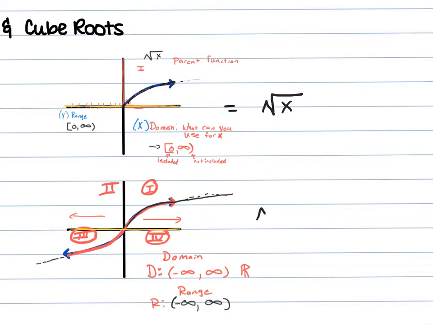Now the cube root function looks like this. But we're going to mess with that. We're going to do some things to it, and that's going to change where this is located. But you're going to be able to recognize it very quickly.